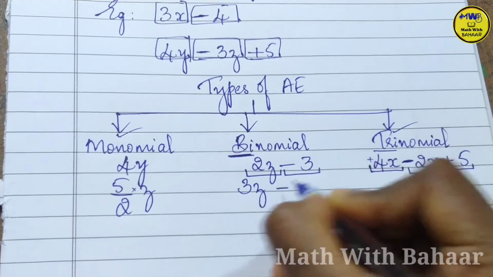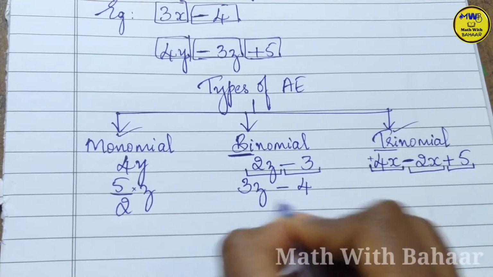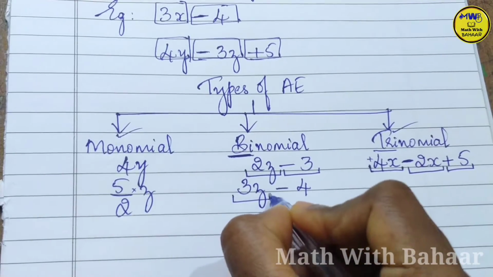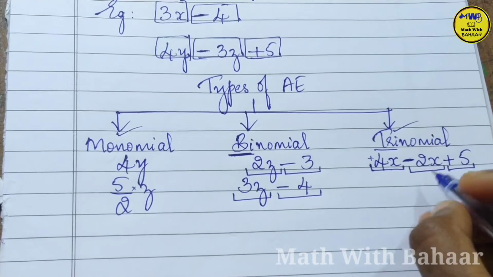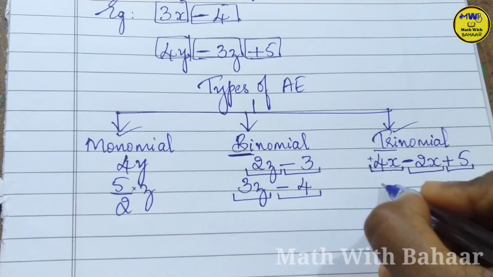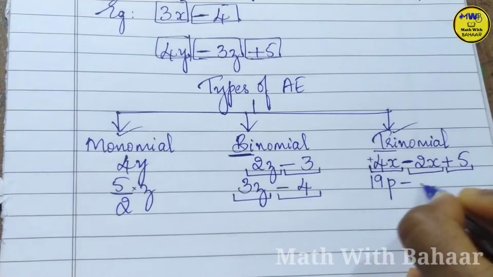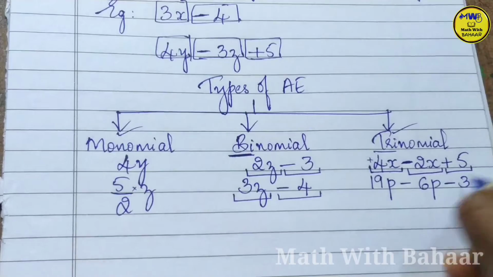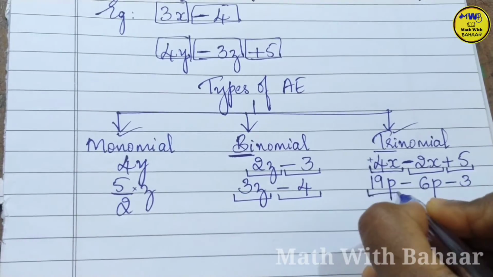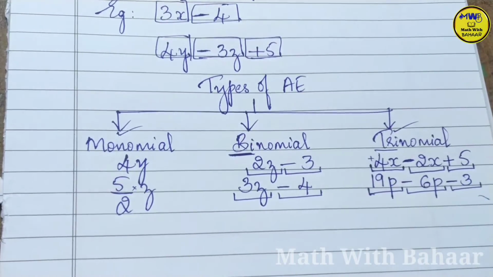3z minus 4. So how many terms are present here? There are two terms. One is 3z and the other one is minus 4. Let's have an example for a trinomial. 19p minus 6p minus 3. So there are three different terms here: 19p, minus 6p, and minus 3.